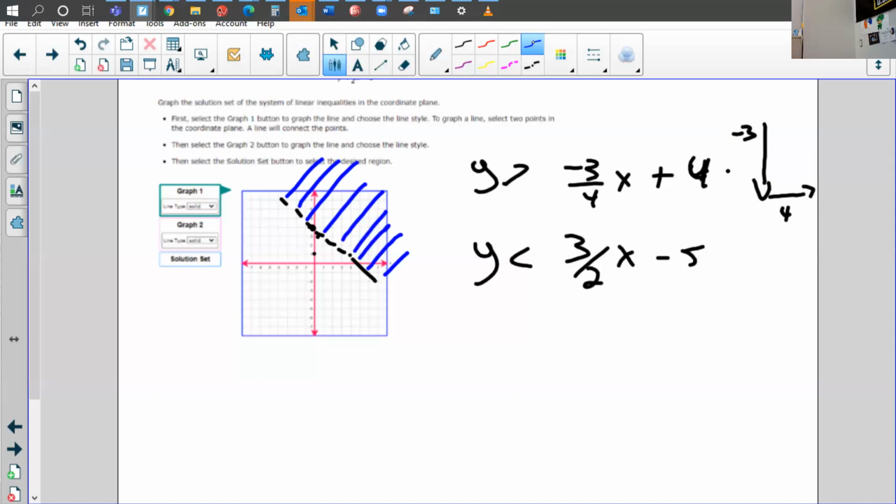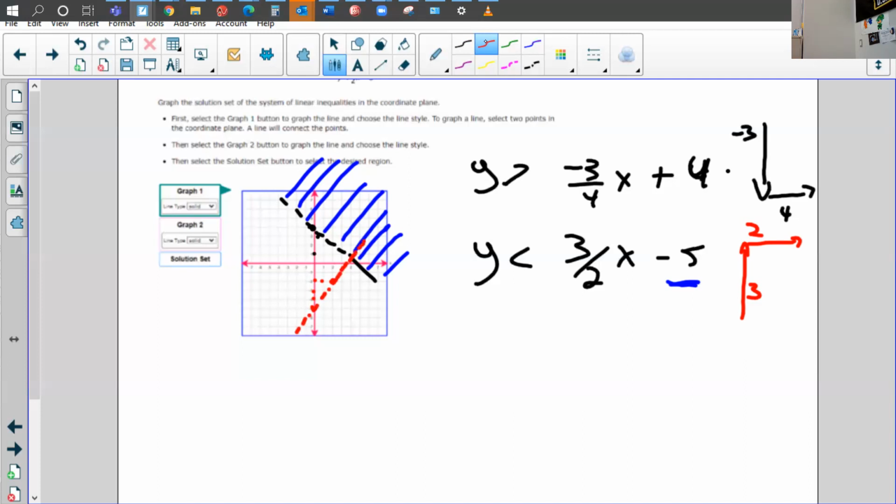My starting point is -5. Right, so that's my starting point. -5 is, it's a different color, -5 is right there. And my slope is, I'm going up 3 and to the right 2. So up 3, 1, 2, 3, and to the right 2, 1, 2. So that's my second line. And again, it's going to be a dashed line, right?